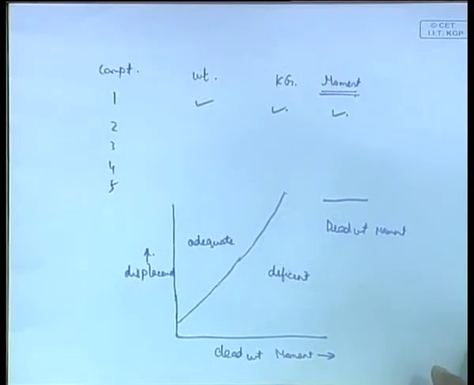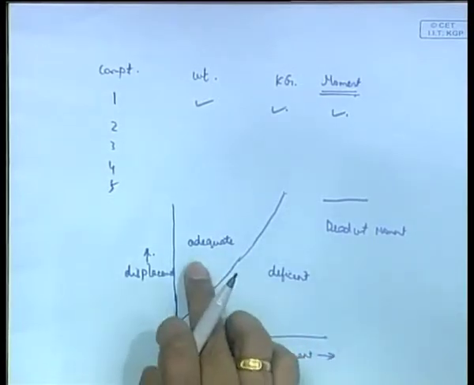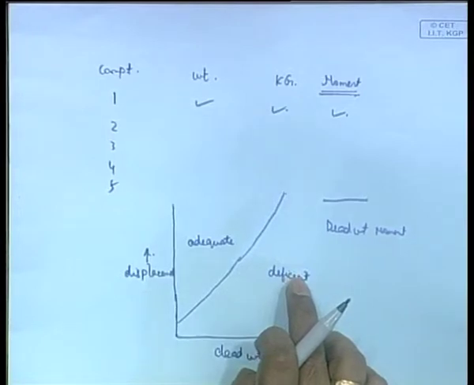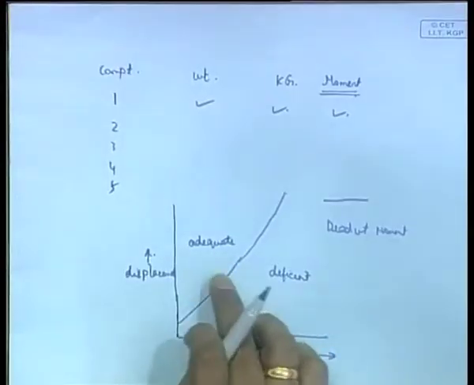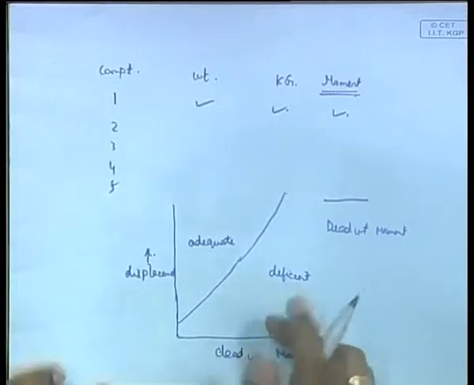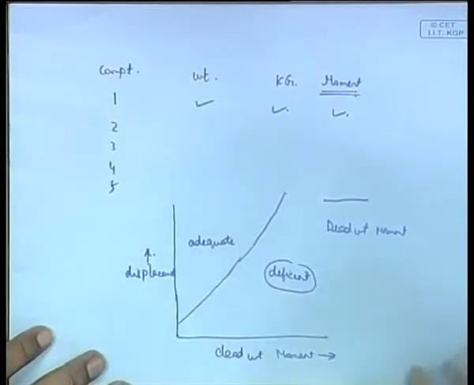So, as you can see here, as the dead weight moment increases on the right side, as you go along the right side, the dead weight moment keeps increasing. As the dead weight moment keeps increasing, KG keeps increasing. As KG keeps increasing, the ship becomes less and less stable. So, after this particular curve, the ship becomes deficient.